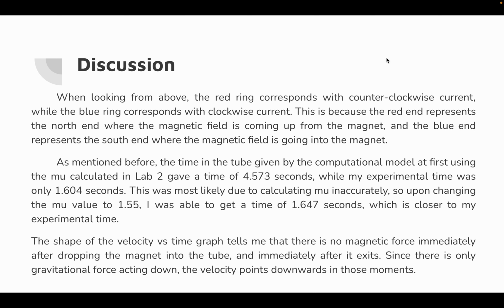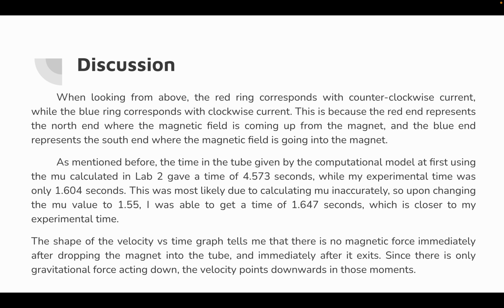So discussion. When looking from above, the red ring corresponds to counterclockwise current, while the blue ring corresponds to clockwise current. This is because the red end represents the north end where the magnetic field is coming up from the magnet, and the blue end represents the south end where the magnetic field is going into the magnet.